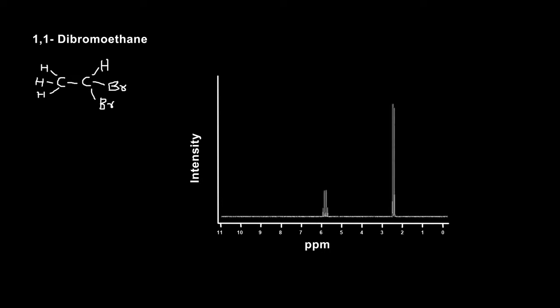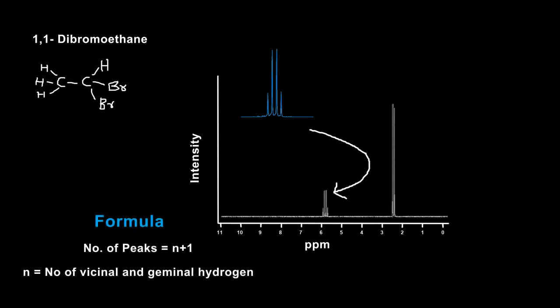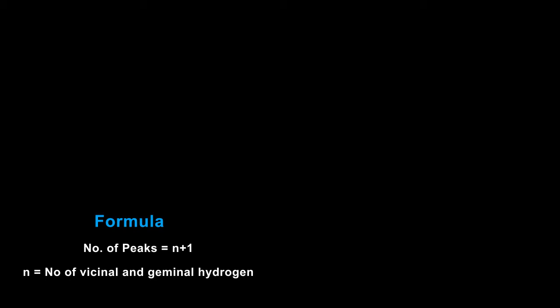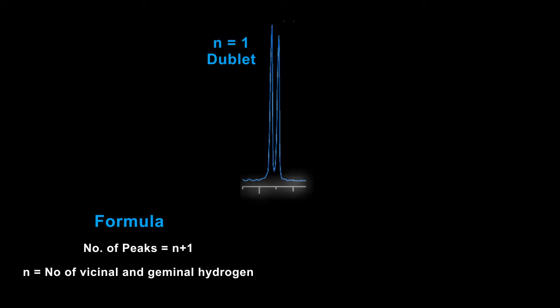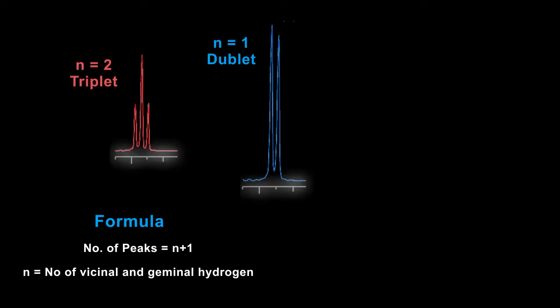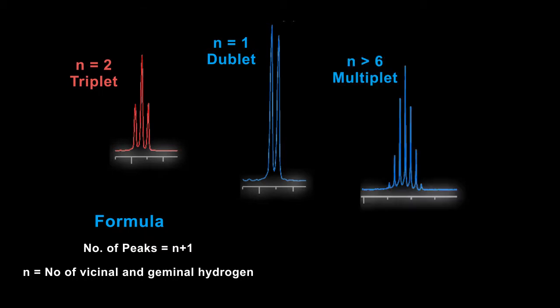Each signal can give many peaks because of splitting and coupling with the energy levels of neighboring non-equivalent hydrogen atoms within 2 to 3 bonds. The number of peaks can be estimated by a formula. The number of peaks equals n+1, where n is the number of vicinal and geminal non-equivalent hydrogen atoms. If n equals 0, it gives a single peak called a singlet. If n equals 1, it gives a doublet. If n equals 2, it gives a triplet, and so on. If there are more than 6 peaks, it is called a multiplet.